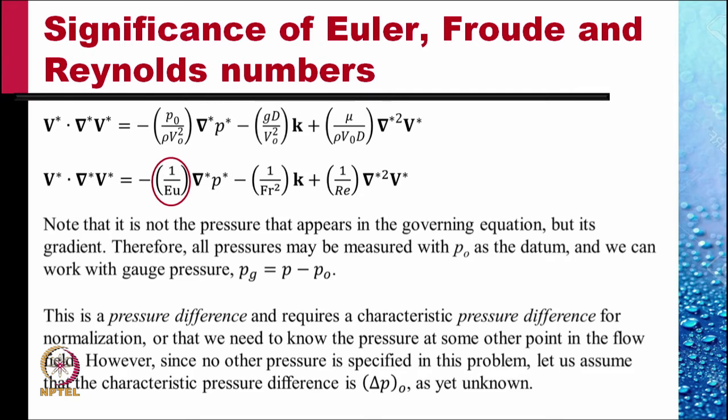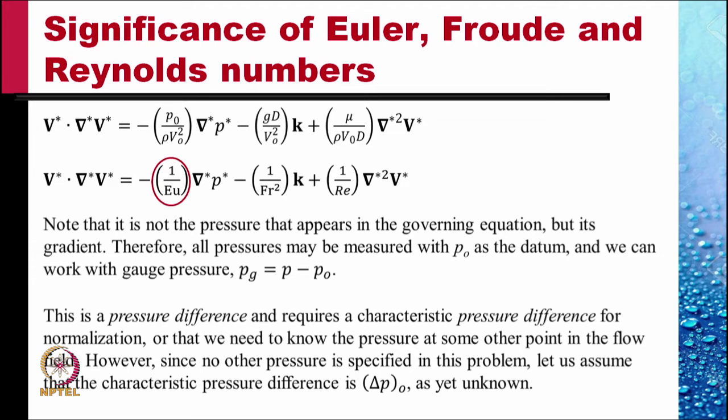Note that it is not the pressure that appears in the governing equations, but its gradient. Therefore, the pressures may be measured with P naught as the datum, and we can work with gauge pressure, Pg equal to P minus P naught. If we do this, the equation is unaffected. This Pg is a pressure difference and does not require a characteristic pressure, but requires a characteristic pressure difference for normalization.